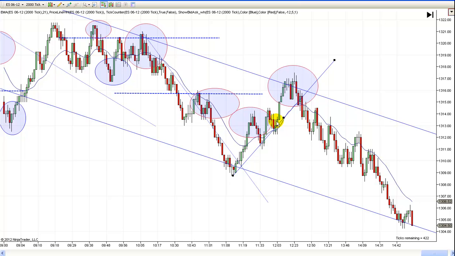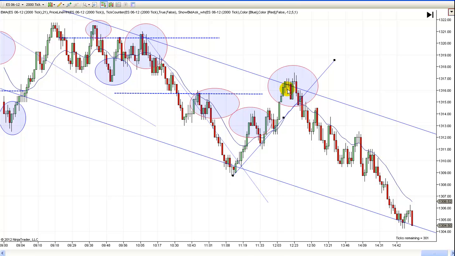I didn't mark this one because it's actually a two-legged pullback to the EMA, to the trend line, but there's too many overlapping bars, and we had a double top right here, and there's always a chance we come down here and test this low again. It turned out to be a great trade, but that's simply because there were a lot of shorts that got trapped right there.